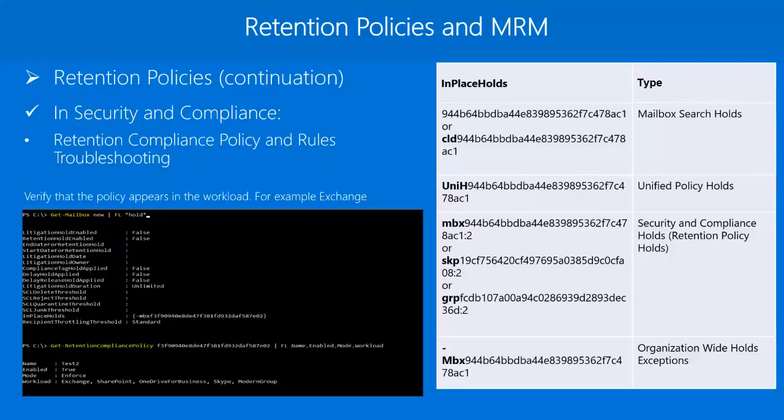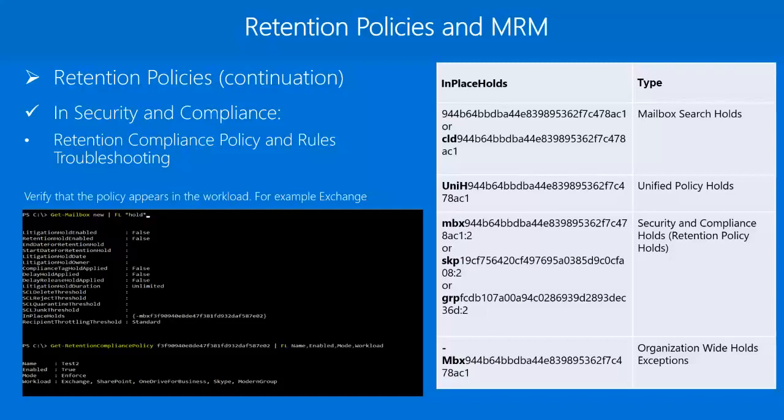For example, MBX stands for mailbox, GRP stands for groups, and the action determines what the policy does. For example, 1, 2, and 3. 1 defines delete, 2 indicates keep, 3 means keep and delete. For example, if we take an instance of MBX 944, the GUID which is mentioned :2, here it defines the hold is being applied on the mailbox and has an action of 2, which means delete.